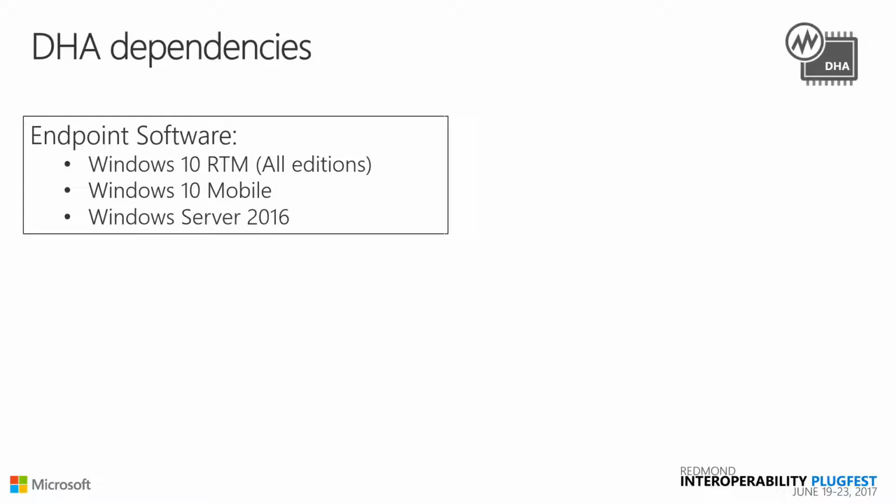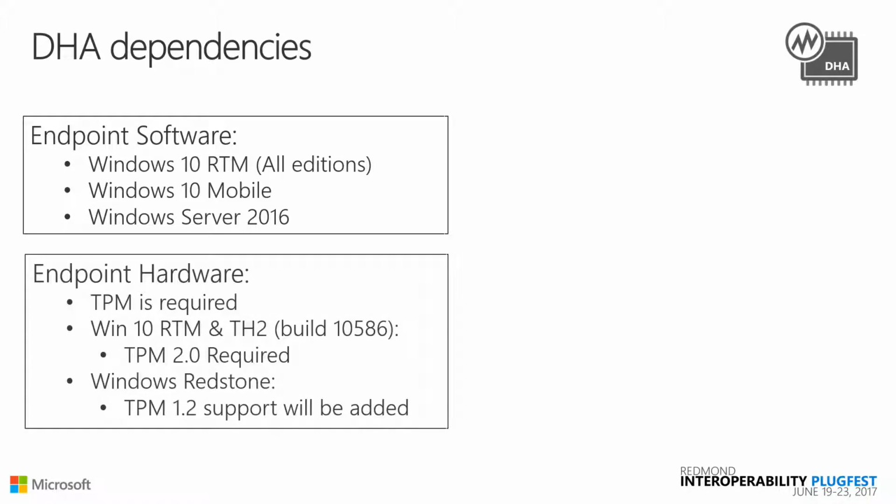What are the dependencies? If somebody wants to use the feature, you need to run Windows 10. Any of the SKUs support it. You need to have a TPM. TPM 2.0 was supported from the TH1 release, day one, and TPM 1.2 was added in RS1.